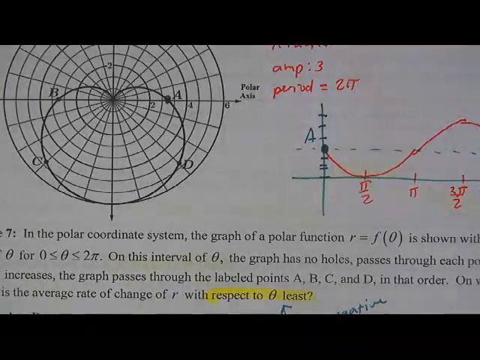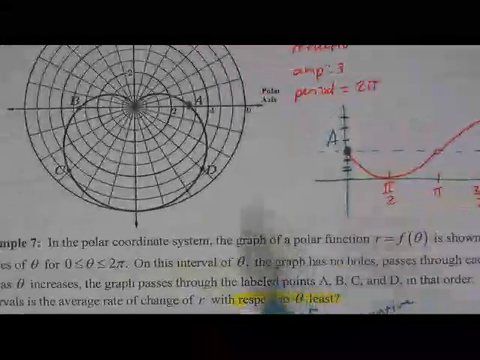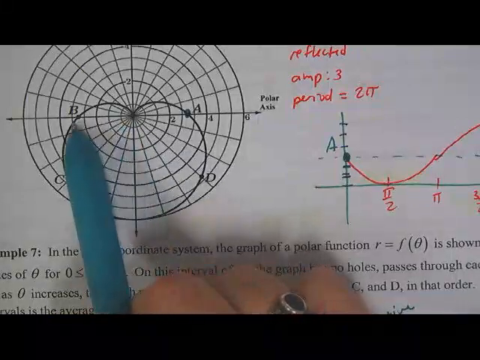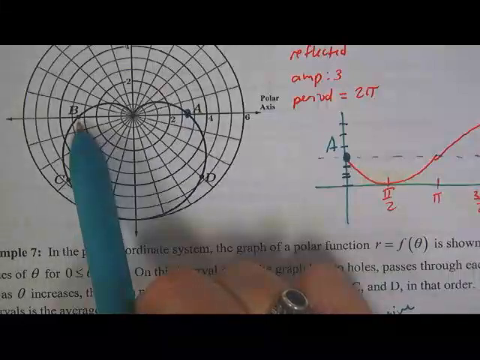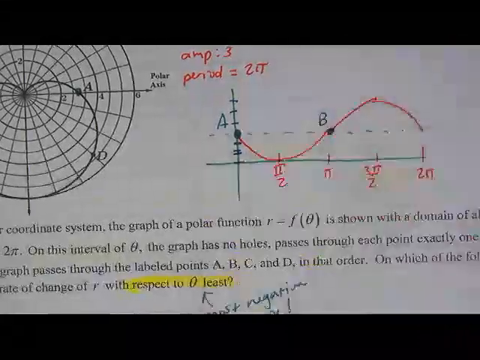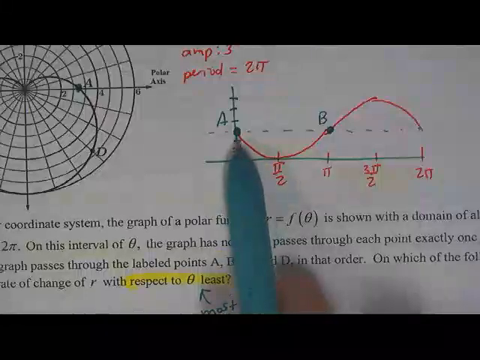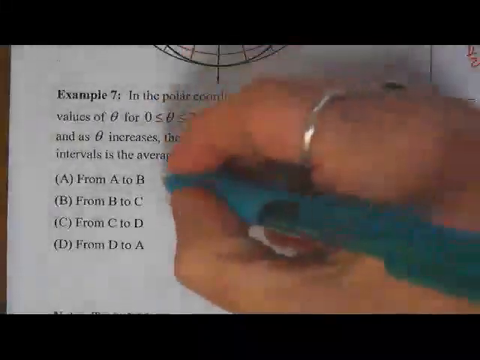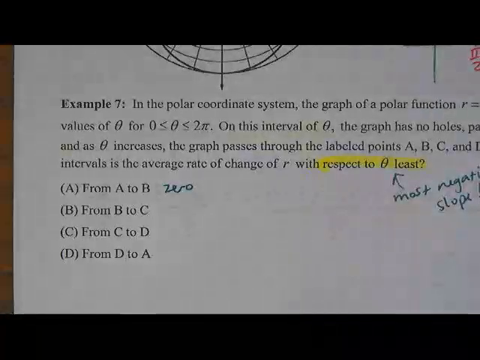Where do you think point B is located on this rectangular plane? Point B is sitting over here at pi, so it's going to be right here. What's the rate of change on average between A to B? 0. So answer choice A. The slope from A to B is 0. Now, if that ends up being the smallest one out of all the answer choices, I'm going to pick it. So I don't know if that's it yet or not.